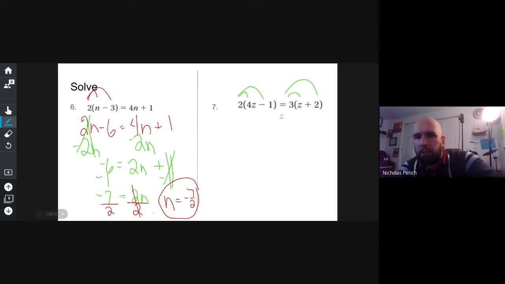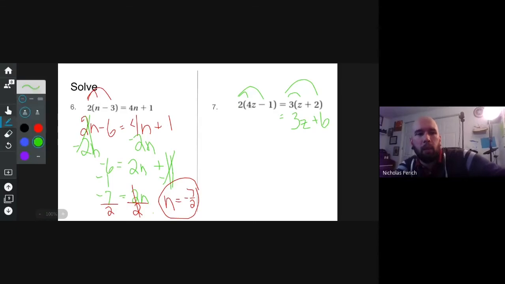3z plus 6, that's the right side. Good. How about the left side? 6z, not 6z. 8z minus 2. I love it. 8z minus 2.